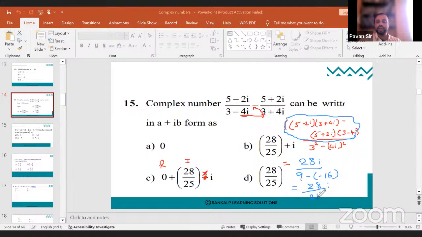So 28 upon 25i. But what will the real part be? It is 0 clearly. So option C is the correct answer. Here 28 upon 25i is the imaginary part. But what about the real part? The real part is not present. Option C is the correct one. It is nothing but 0 plus 28 upon 25 into i. That is the correct option.